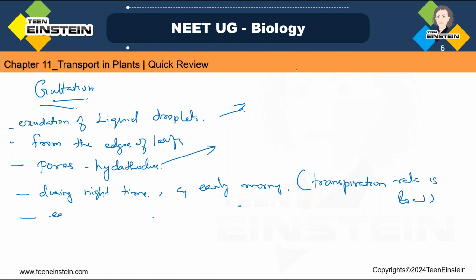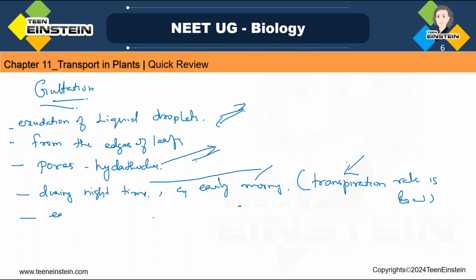So here these are the main topics. Here, in guttation, you will get three main questions. It will be more in early morning and night time, and the transpiration rate will be low, and it is happening through hydathodes, and the exudation of liquid droplets is called guttation. Okay, these are the main questions.